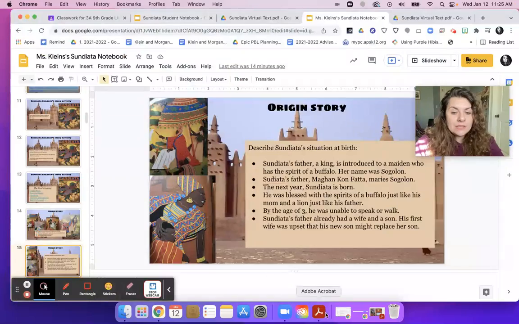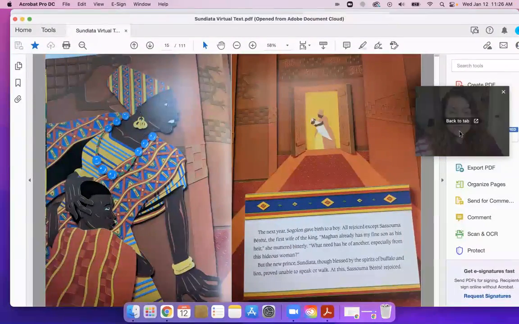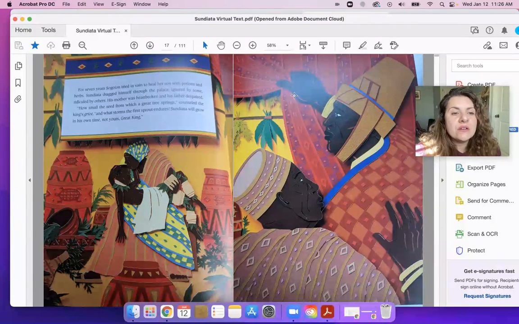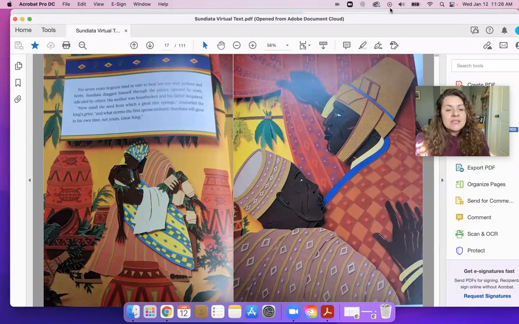All right, back to the story. For 7 years, Sogolon tried in vain to heal her son with potions and herbs. Sunjata dragged himself through the palace, ignored by some, ridiculed by others. His mother was heartbroken and his father despaired. So by the time he's 7, he still cannot walk. His mom tried to heal him, but she could not, so he drags himself along on his hands.